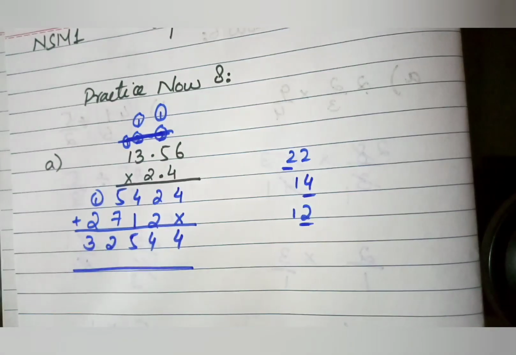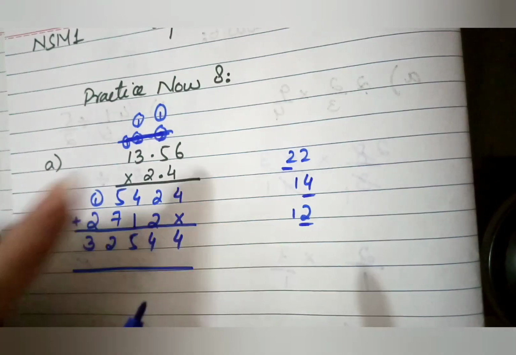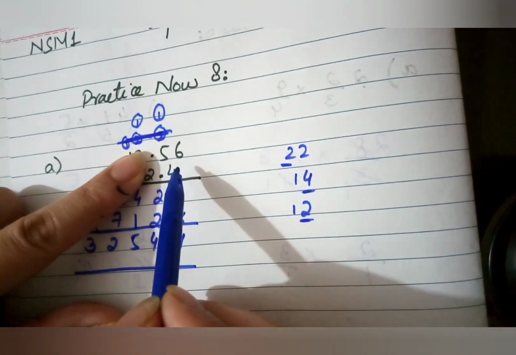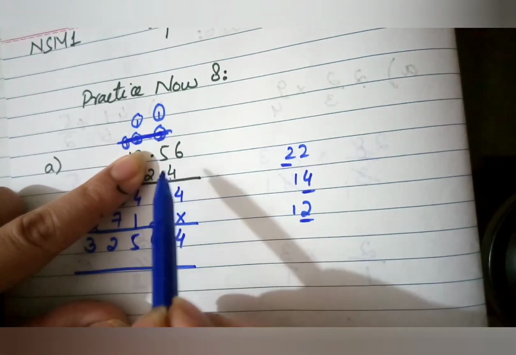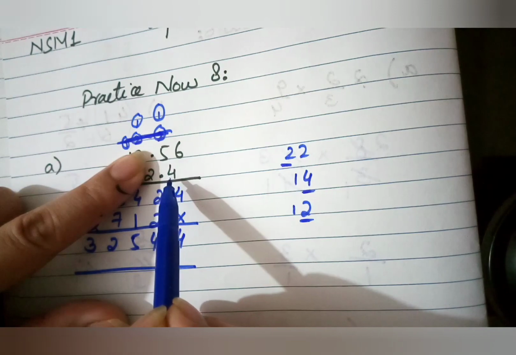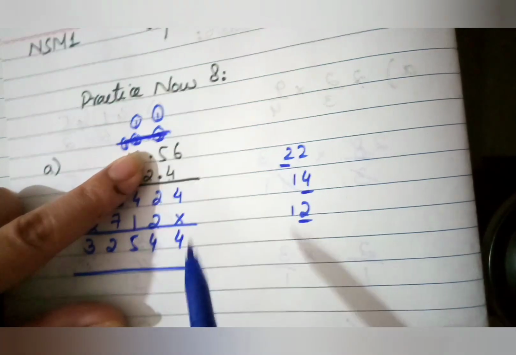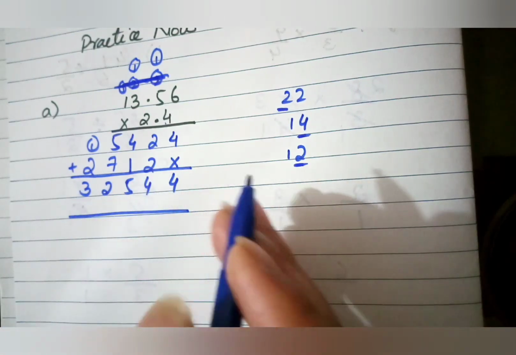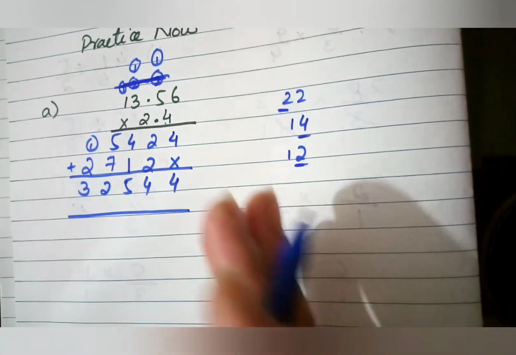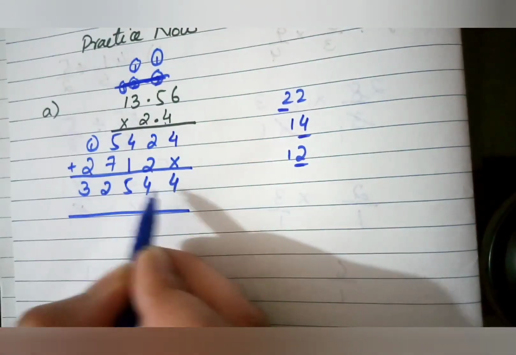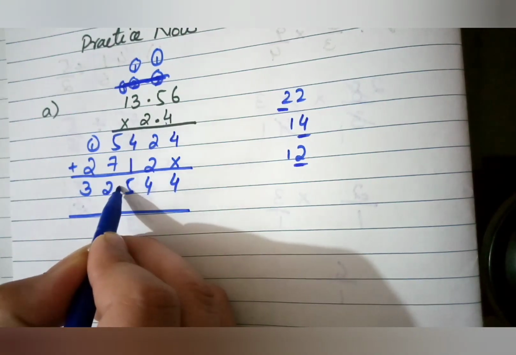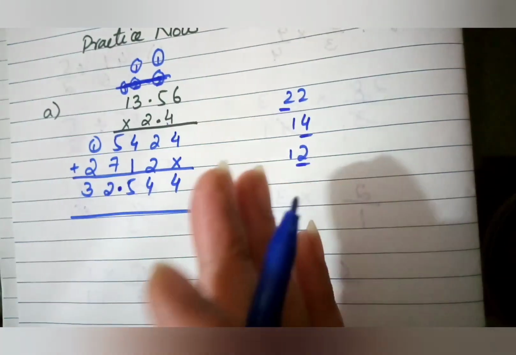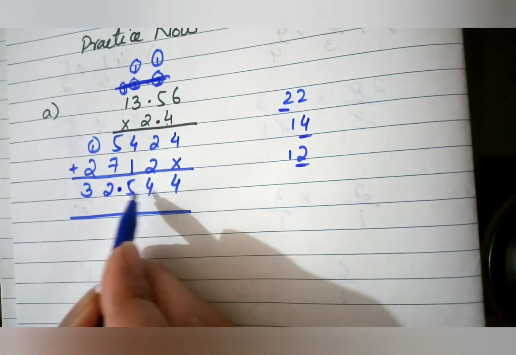Now if I hide this term, look at how many digits we have on the right side of the point. 1, 2, 3: 2 from the first term and 1 from the second term. 1, 2, 3. So place a point in your answer. Count the digits from your right side. This is my right side. 1, 2, 3. So place the point here.